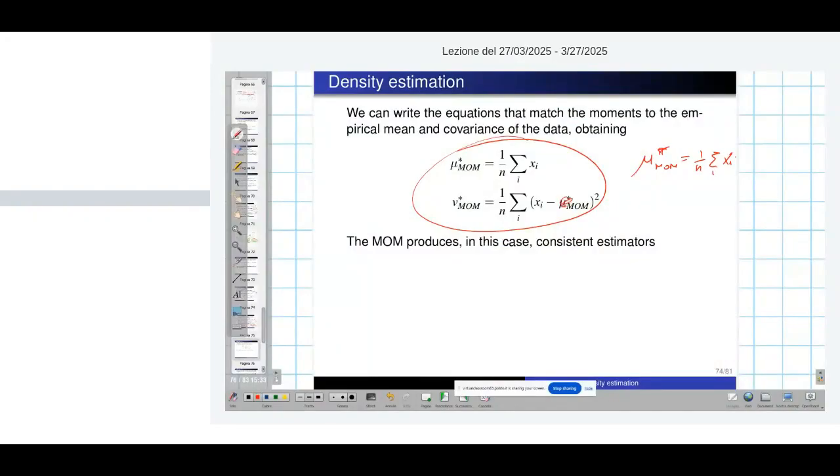And for the variance, here I would actually write it like this: the empirical variance of the data. It's the same value as the empirical mean version, but I would prefer to write it in this way.